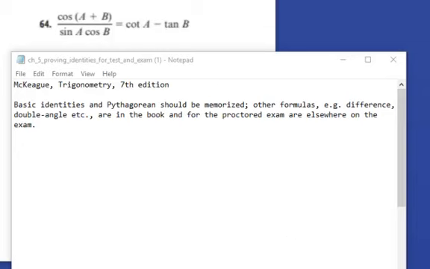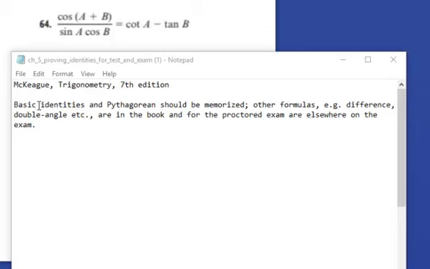So this is a recording for the Chapter 5 practice test and proctored exam, so that you get an idea of what's expected of you as you're trying to prove these identities. The problem numbers that you will see here are from the 7th edition of the Trigonometry book. I don't know if I have other editions on me. Anyway, 5th, 6th edition are allowed.